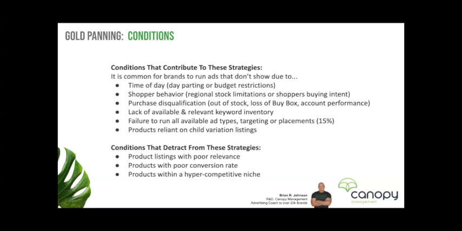Okay. Products that rely on child variation listings. Oh, let me back up one here. I missed one: the failure to run all available ad types. This is the biggest opportunity in 2020 that I see. As I mentioned before, only about 15% of the ad inventory that's available is basically being used by most sellers.